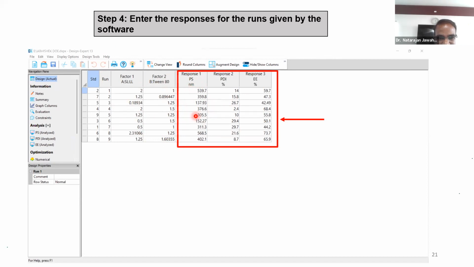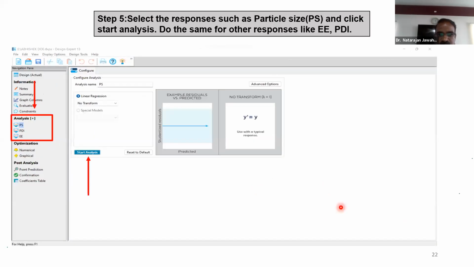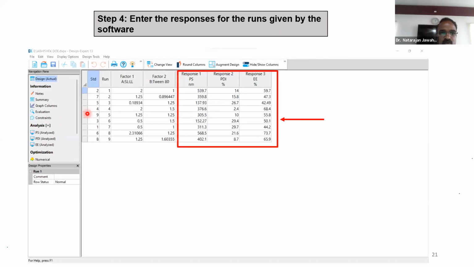Then I have to take the results of particle size for all these 9 formulations and enter them, and I have to enter the polydispersity index and entrapment efficiency. After entering, I will click this page, which will go to the next one. So enter the responses for the runs given by the software.